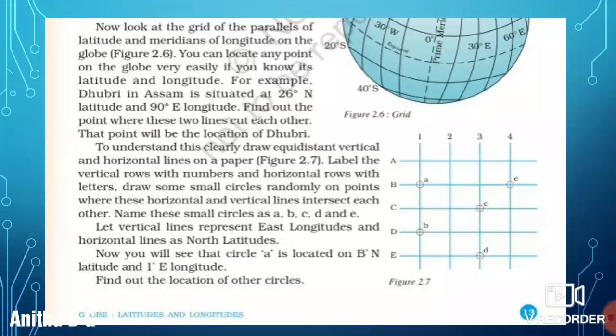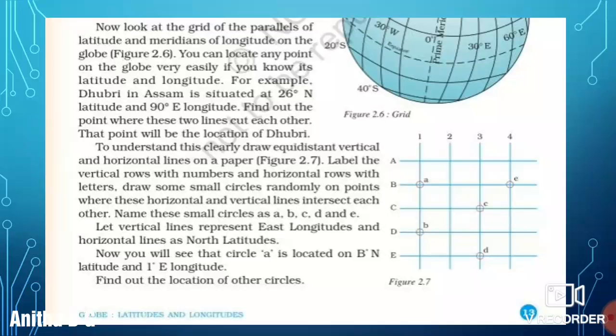You can locate any point on the globe very easily if you know its latitude and longitude. For example, Dhubri in Assam is situated at 20 degree north latitude and 90 degree east longitude. Find out the point where these two lines cut each other. That point will be the location of Dhubri.